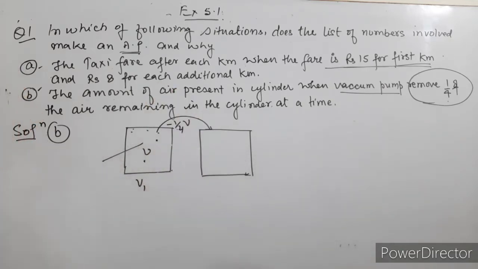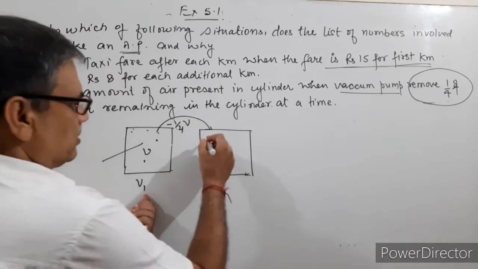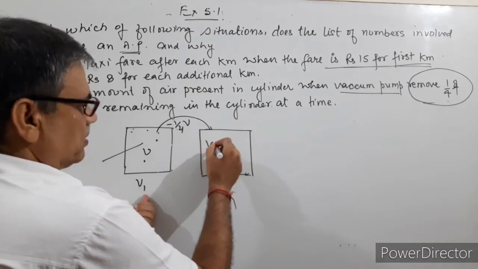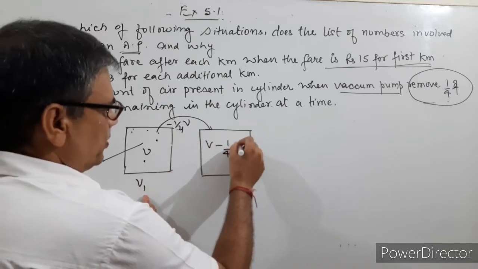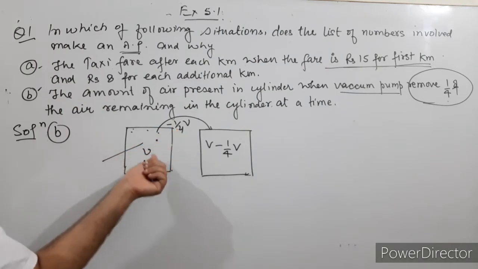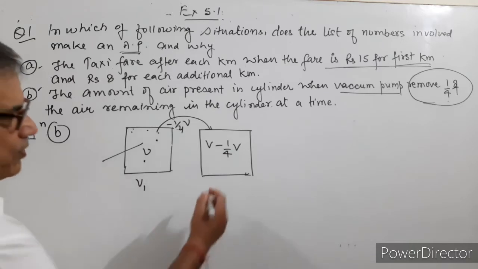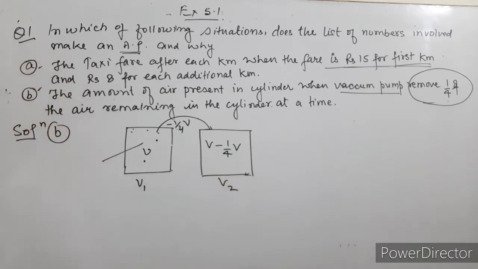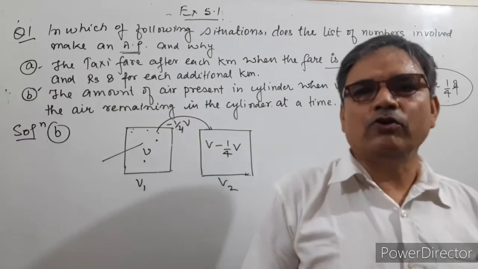Taken out means remove, minus. And what is left? Here is what is left. Initial is V minus what is taken out, 1/4 V. This is V minus 1/4 V, and this is V2. V2 is the volume in the cylinder when 1/4 of the volume is taken out.